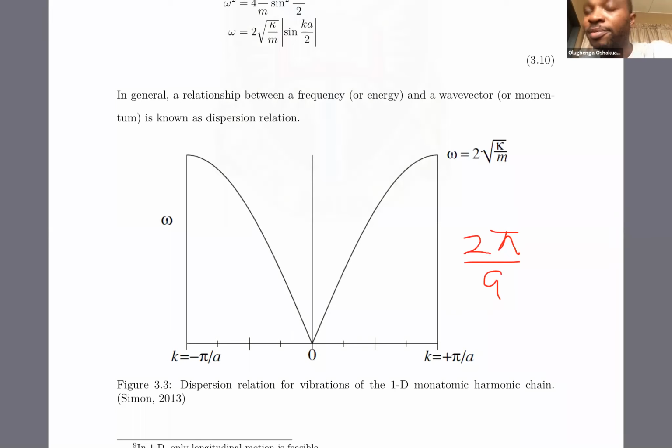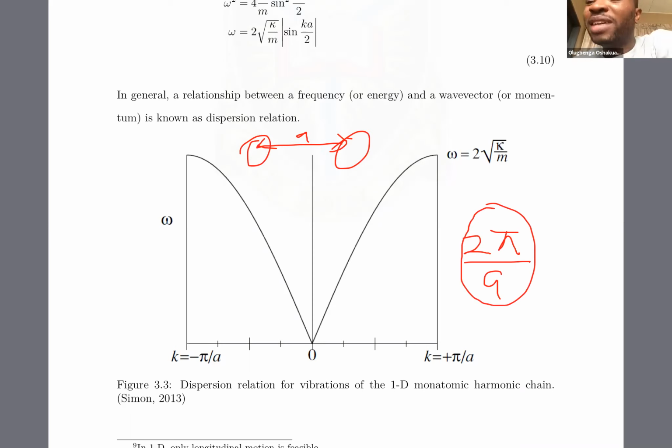Two pi over A. So for our atoms, which were said to be spaced at a distance A, when we talk about their wave vectors, they can be said to be spaced with a separation of 2 pi over A. In the real world, those atoms are separated by a distance A, but in another world, which we call the K space, the separation is 2 pi over A.